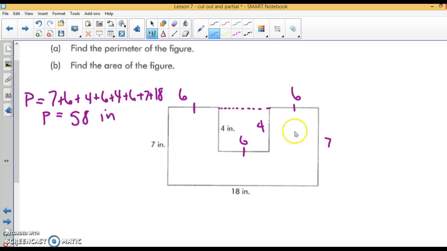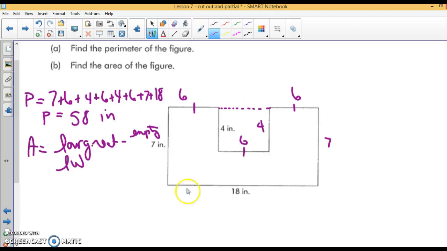This chunk. That'll give me the area of this U shape. So, area, large rectangle minus empty. Empty is this space right here. So, the large, length times width, is going to be 7 times 18. Minus, this little space is 4 times 6. So, 7 times 18 is 126. Minus 24 is 102 square inches.